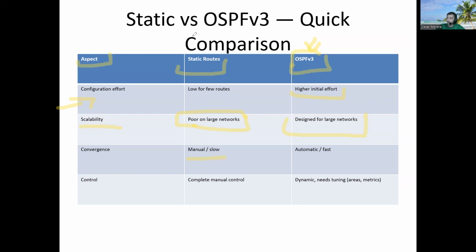Convergence is manual and slow for static routes, and for OSPFv3, as a routing protocol, it will be faster and automatic. And finally, for control, static routes give us complete manual control, but OSPFv3, being a routing protocol, will be dynamic in its tuning of both areas and metrics. That's a little bit of the comparison that we have so far.